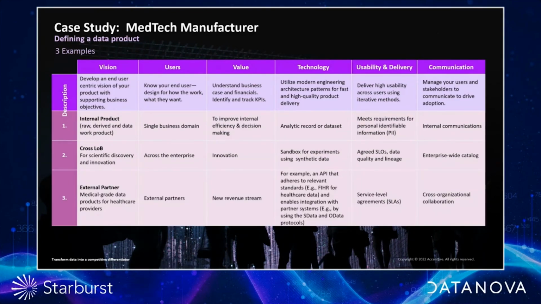And then finally, I mentioned an external product, right? This is an external product that might be for medical grade data that we have from this health record. And for external partners to use, this might actually create a new revenue stream, right? Something that per call or per insight we might be able to monetize. And in this case, the interface might be an API.